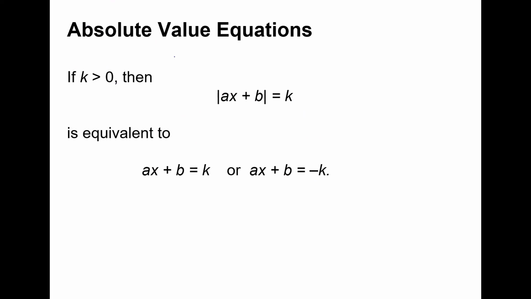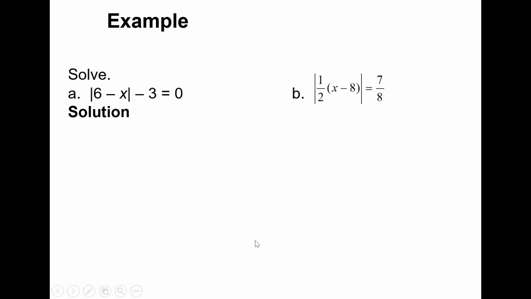If k is equal to 0, then that's one thing. If k is less than 0, then there's just no solution. Okay, so this one we can solve easily. We just subtract b over, divide by a, and we have our solution.